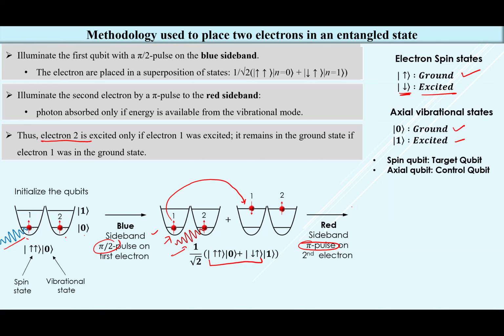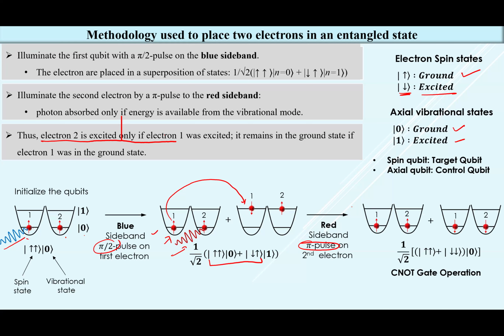So electron number 2 is excited only if electron 1 was excited. And if electron number 2 is already in the n equal to 1 state, and from there it comes down to the ground state, then the remaining 4 gigahertz of energy will be added to 24 gigahertz and make 28 gigahertz, which will be used to flip the spin. And this way you can see the spin of electron number 2 also flips. Okay. And this is how you can get the Bell state, nothing but the CNOT gate operation.